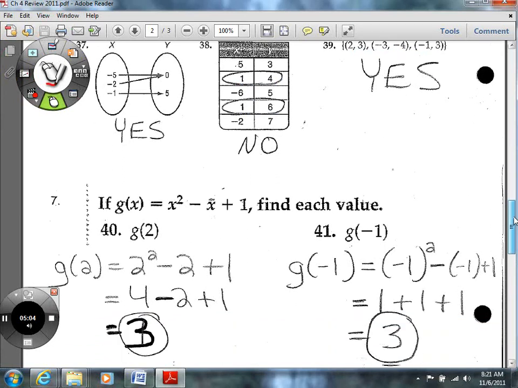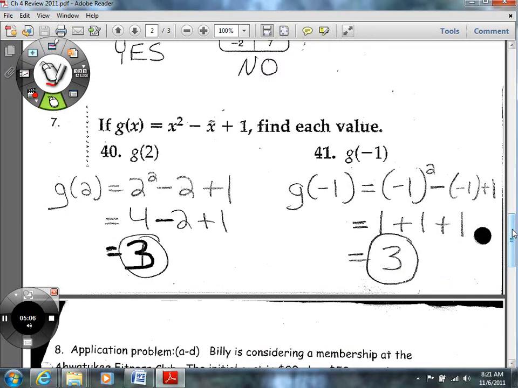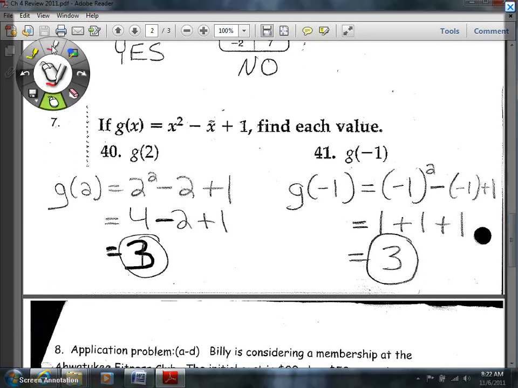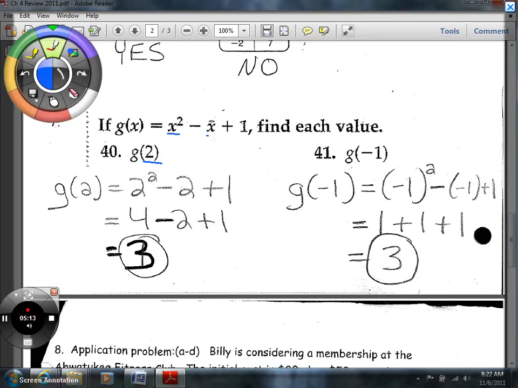And then as we scroll down to number 40, we just plug in a 2. Everywhere where there's an x, we just put in a 2 right there. So that's why we have 2, we have to square it, and then we got minus, and then we put a 2 in there, and then plus 1. So that's 4 minus 2, and then plus 1, and then 4 minus 2 is 2, 2 plus the 1, so we get an answer of 3.